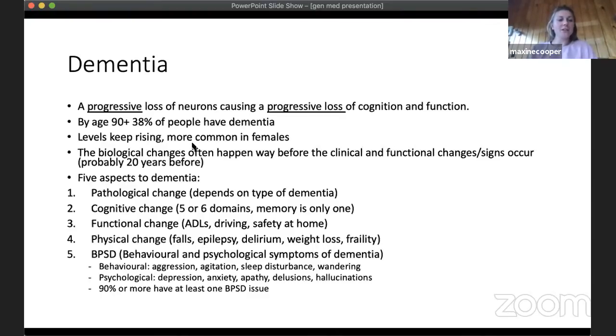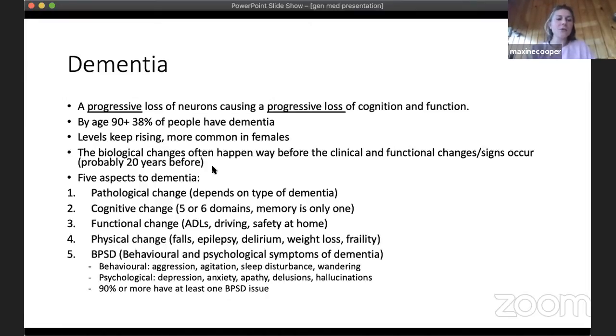And just something that's interesting is that the biological changes are happening well before any of the symptoms or signs occur, so often up to 10 to 20 years, which is good to be aware of, I suppose.